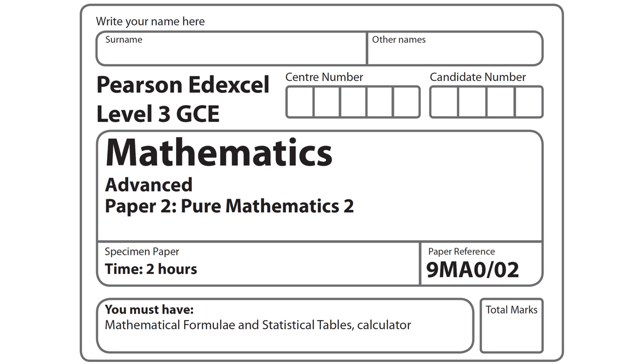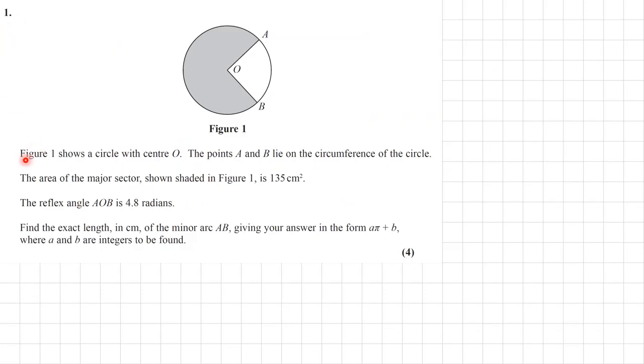This is a walkthrough of the second Pure paper, A-level paper, and it's a specimen paper from Edexcel. Question number 1. Figure 1 shows a circle with centre O, and the points A and B lie on the circumference of the circle. The area of the major sector shown shaded in figure 1 is 135 centimeters squared. So the area of this shaded bit here is 135 centimeters squared.